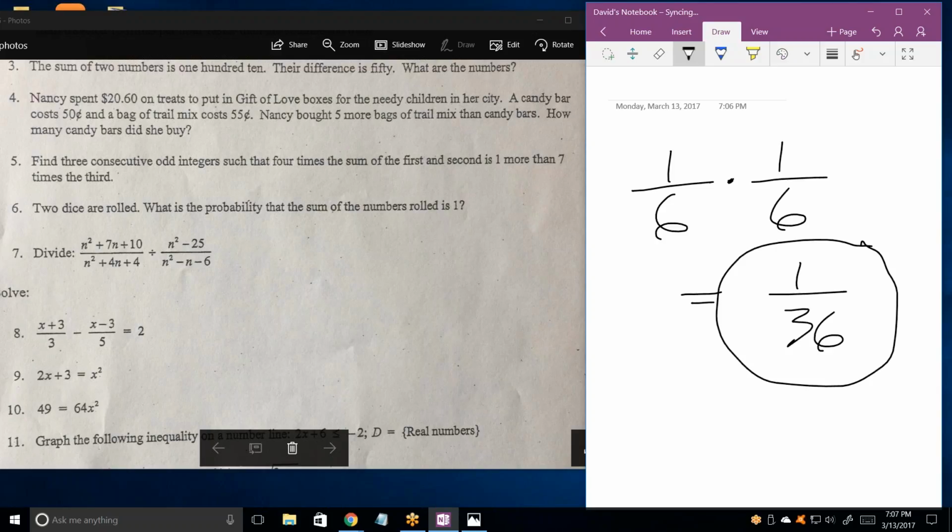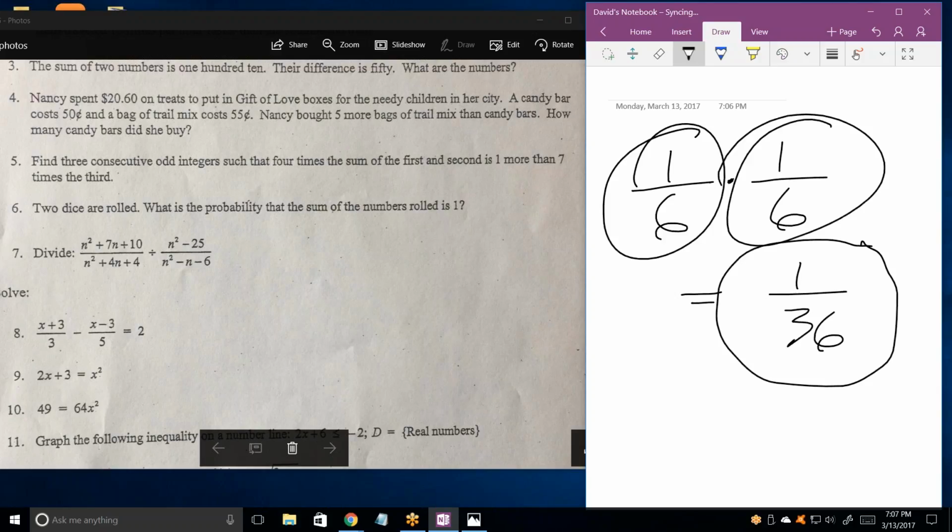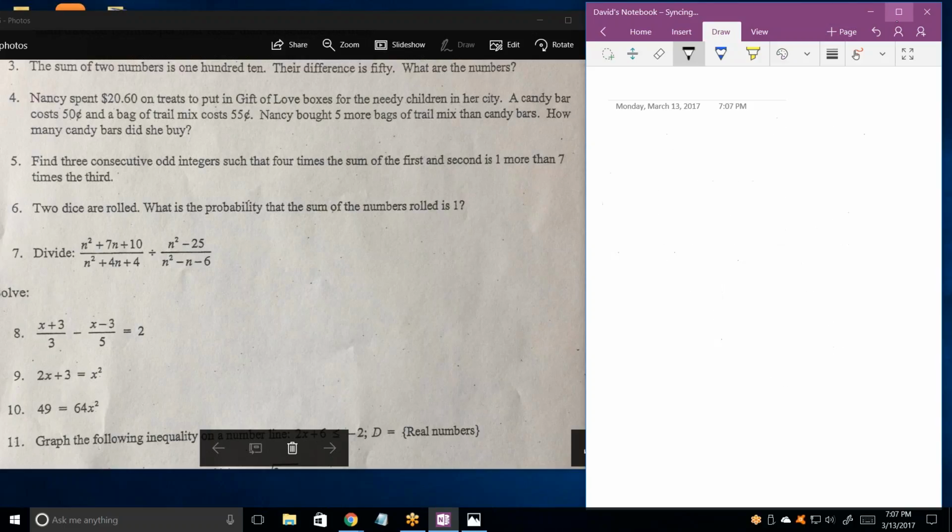Okay? So the problem as stated is pretty easy. But if I change it slightly, it's still pretty easy. You just have to know, well, what's the probability of getting a 1 on one dice and a 1 on the other, and both have to occur, so we're multiplying always. If both things have to occur, you multiply.